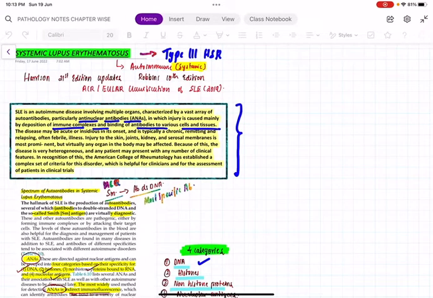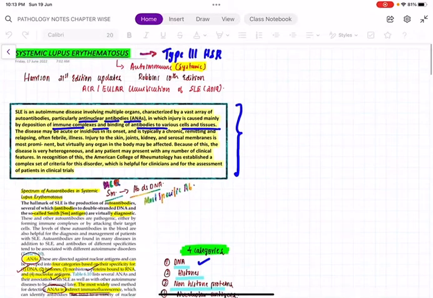Hello everyone. In this session, we are going to continue with the rest of the topics, that is the morphology of various organs in systemic lupus erythematosus, the clinical features, the 2019 updated EULAR or American College of Rheumatology classification of systemic lupus erythematosus, and treatment.